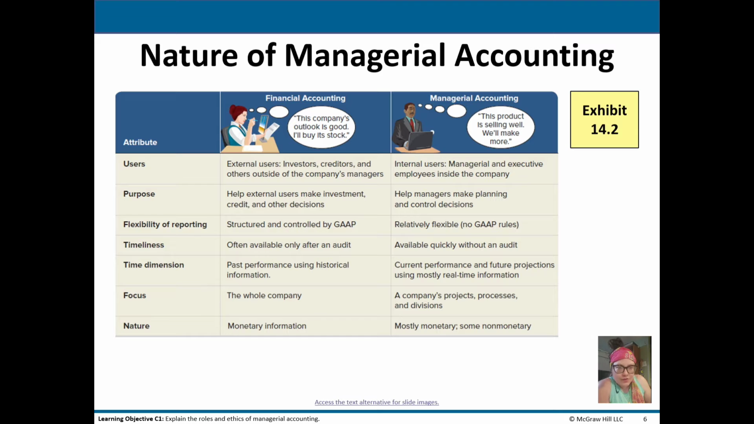The external users of financial accounting information get historical reports using information that is often months old, whereas internal users, the management of the company, get real-time data, and they get to use that data to evaluate their current performance, plan for future activities, and make forecasts and projections based on this real-time data.